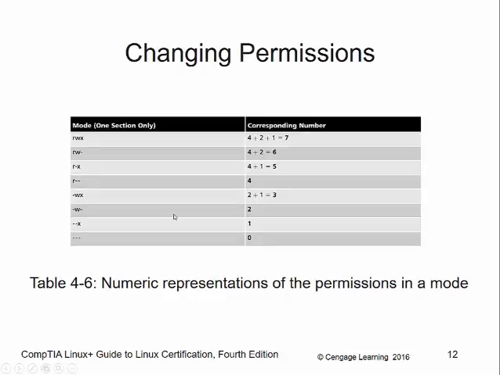And I can assign this in all kinds of different orders. But check it out. This table right here breaks it out. If I want to assign read, write, execute, you give it a 7. If I want to assign read, write, I give it a 6, 4 plus 2. If I want to assign read, execute, give it a 5, 4 plus 1. These are our most common ones.